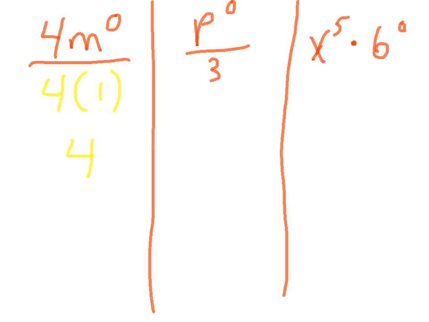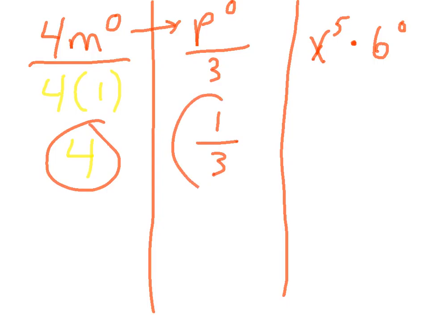Let's take a look at this next one. We have p to the 0, and anything to the 0 power is 1. So p to the 0 power is 1. We bring over our 3 in our denominator, and we're done. So far we've found two very simple answers. One rule: anything to the 0 power is 1.